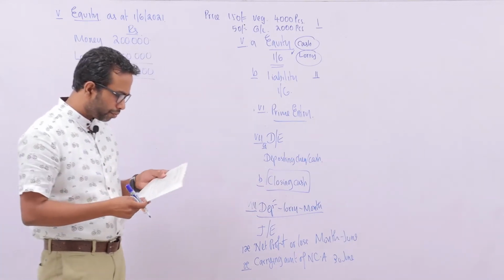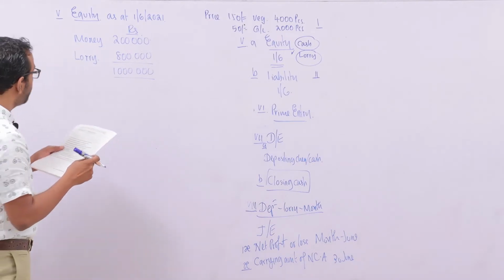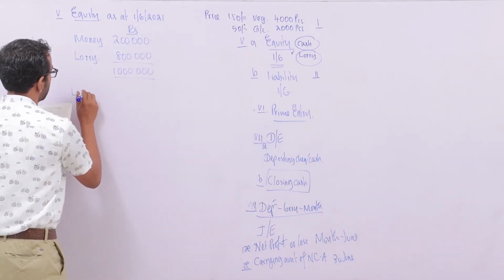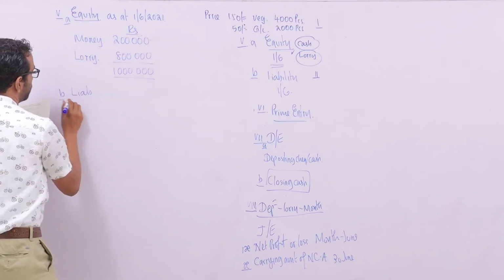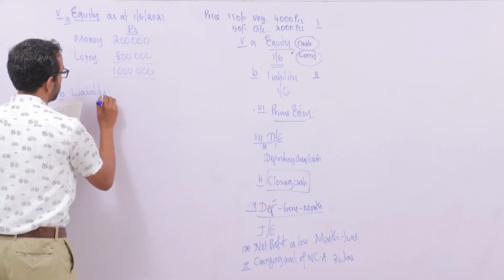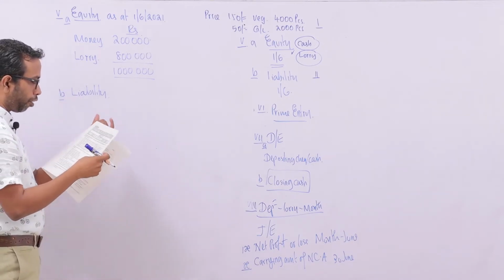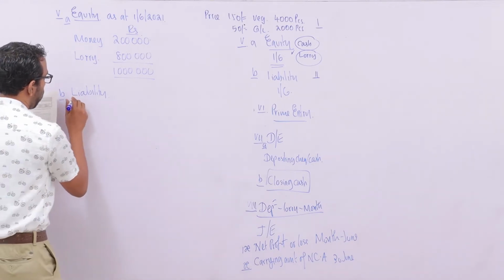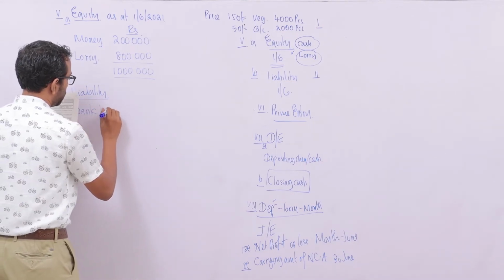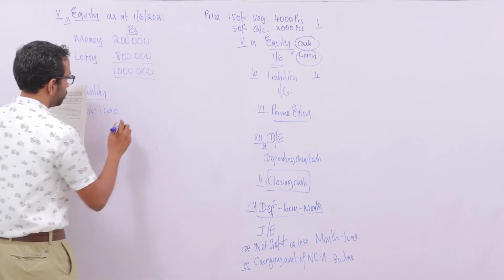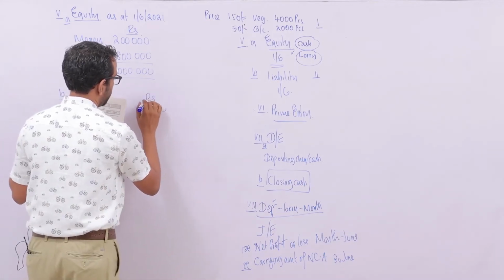Next. What is the value of liability? There is A, this is B. Liability. The value of liability: he has obtained a loan from a bank, 50,000 rupees. That's all.